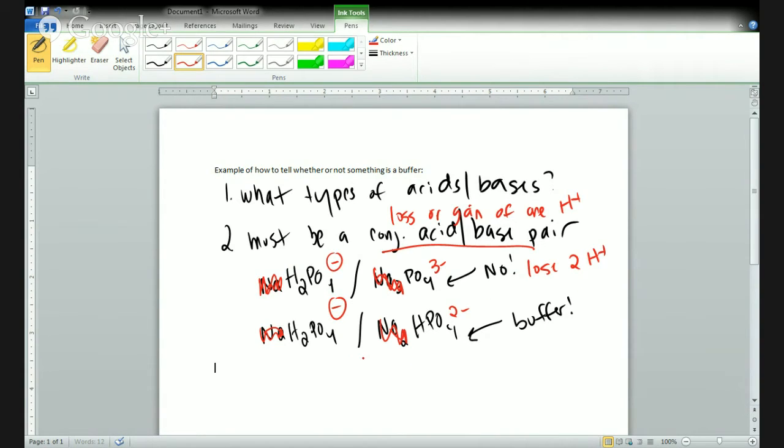This one would be our buffer system because it has 2 H's on the acid side and only 1 H on the base side. It would lose an H to turn into HPO4 with a 2 minus charge. It has only lost 1 H, so it would in fact be a buffer. I hope that helps. If you're checking whether something is a buffer, first determine whether you actually have a weak acid or base present. If you do, make sure it's a conjugate acid-base pair.